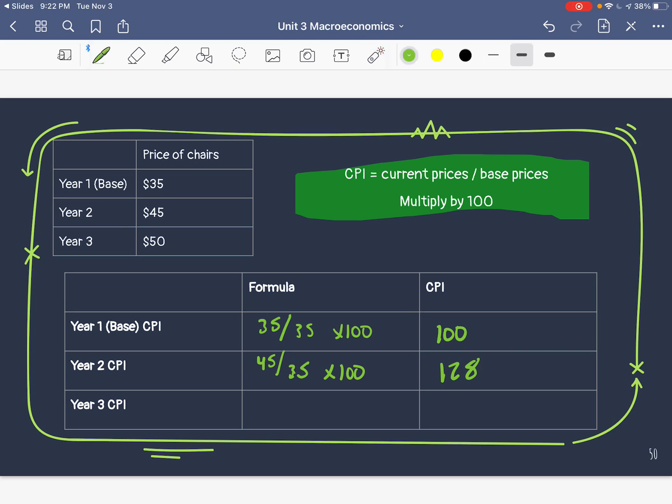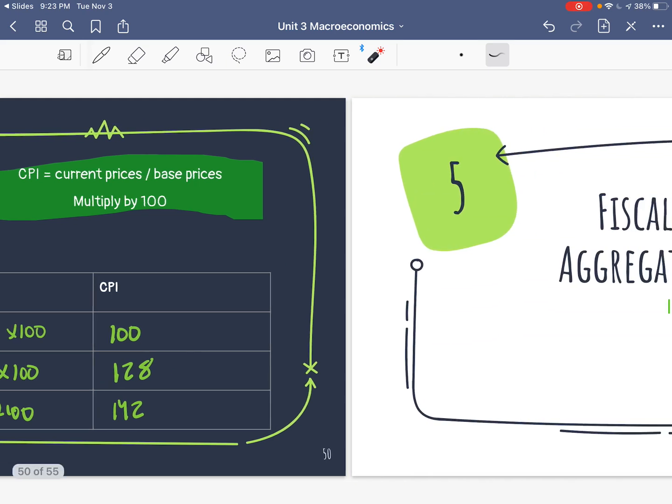And then the last one, year three, current price 50 divided by base price 35. 50 divided by 35 is 1.42 times 100 is 142. We went from 100 to 142, so 42% growth in prices. That's a lot of money. That's a lot of money that we are now paying because of inflation. Not that the value of the good went up that much, just price levels went up that much. All right, that's all for CPI. Thank you.